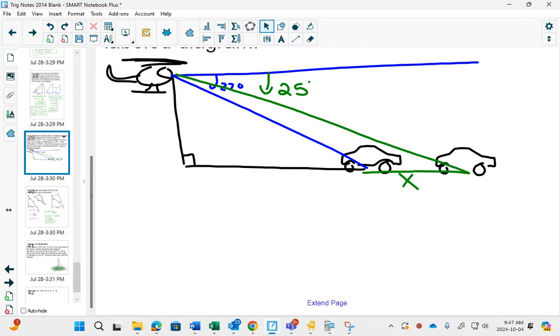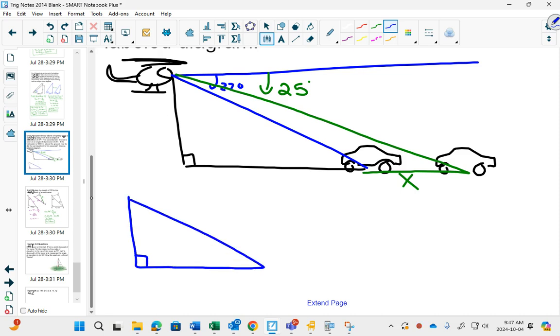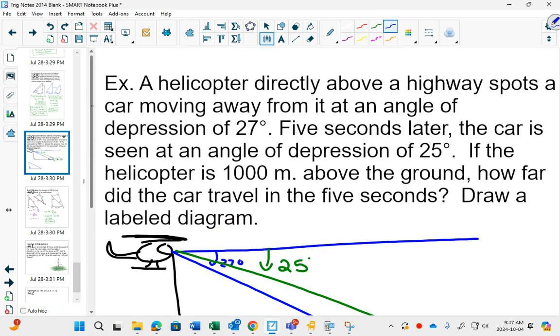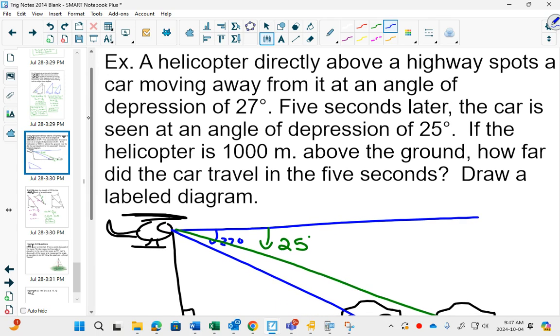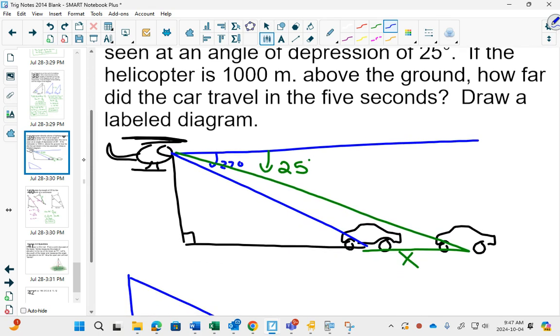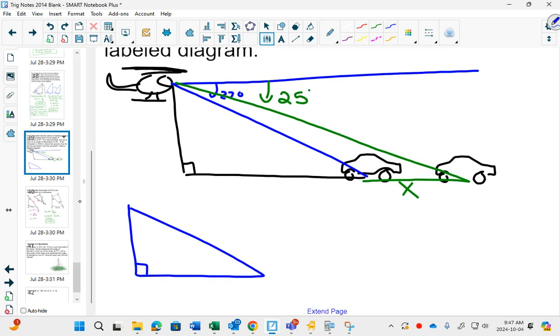So what we're going to do is draw our triangles separately. With the blue line, I'm going to draw a blue triangle and label everything that I know. Oh, is there anything else in this question? Helicopter directly above, highway, 5 seconds later. If the helicopter is 1,000 meters above the ground, so that was one piece of information we didn't label, I'll put that in. In the blue triangle, we would know this is 1,000 meters.